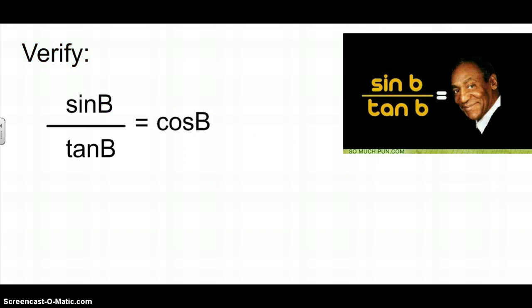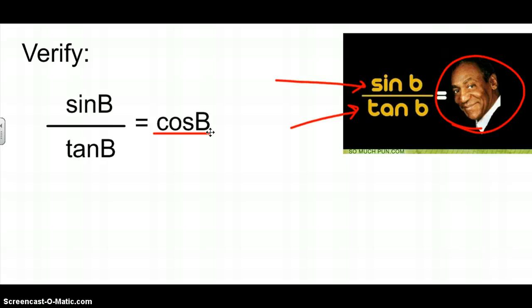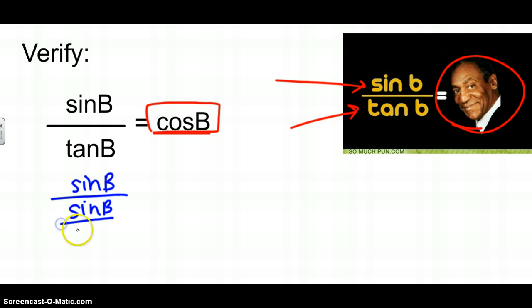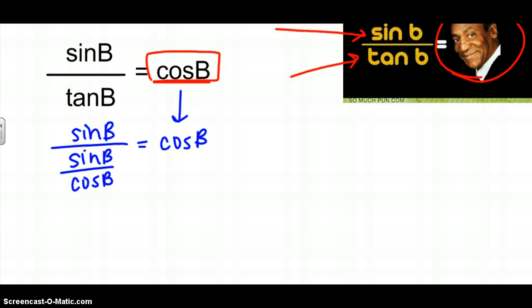Alright, verify that the sine of b over the tangent of b equals cos b. Okay, more jokes. I'm just trying to make your life more fun. Cosine of b is what we're trying to prove. I'm going to say we're going to leave cosine of b alone, and I'm going to work on the left side. So sine of b is just sine of b. Not much we can really do with that. I'm going to turn tangent into sine of b over cosine of b, and I'm leaving that right side alone, just carrying it down with me.